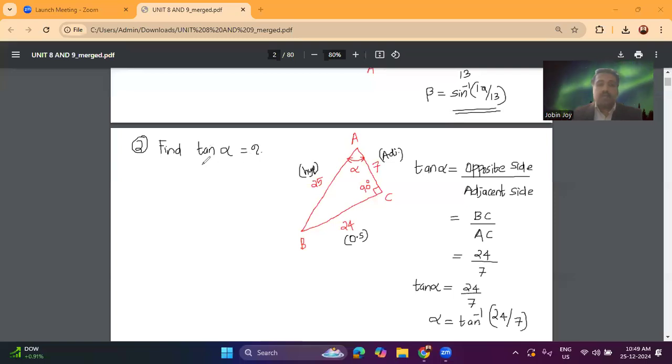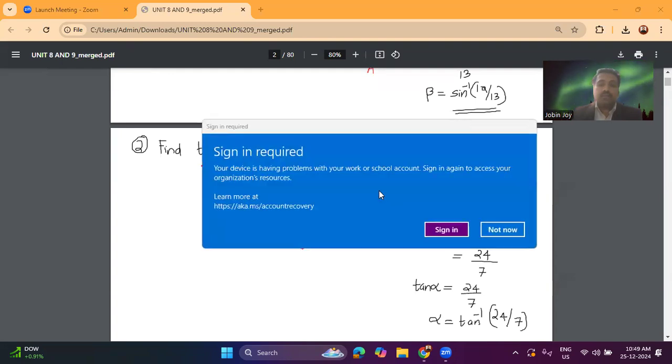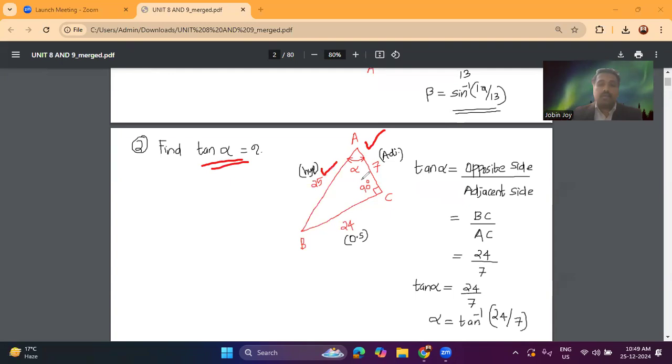Find tan alpha. This is the right angle triangle ABC, where angle A is alpha and angle C is the right angle, 90 degree. AB is given. AB is 25 units. So the side opposite to the right angle is called hypotenuse. So here AB is the hypotenuse and alpha is the given angle. So the side opposite to this angle is the opposite side. That means BC is the opposite side, whereas AC is the adjacent side.